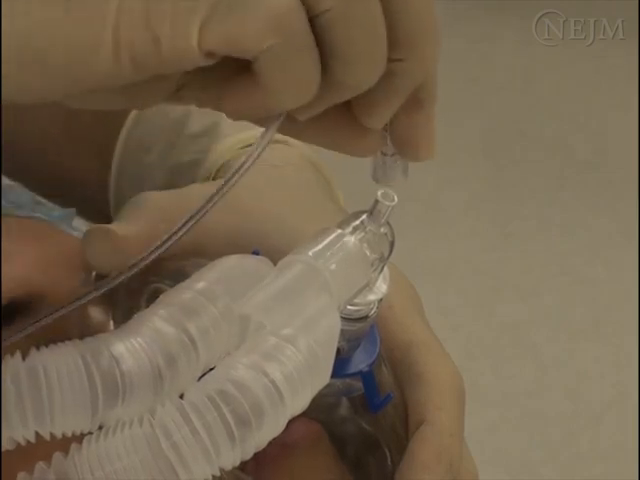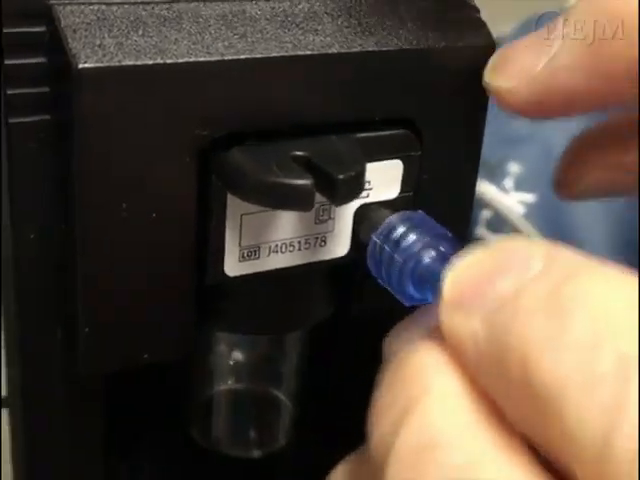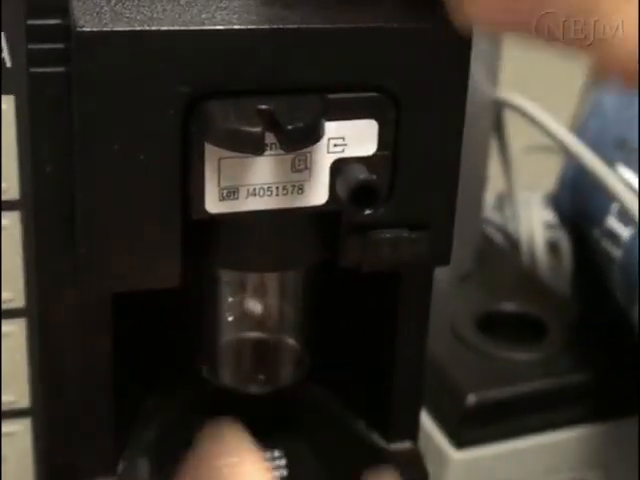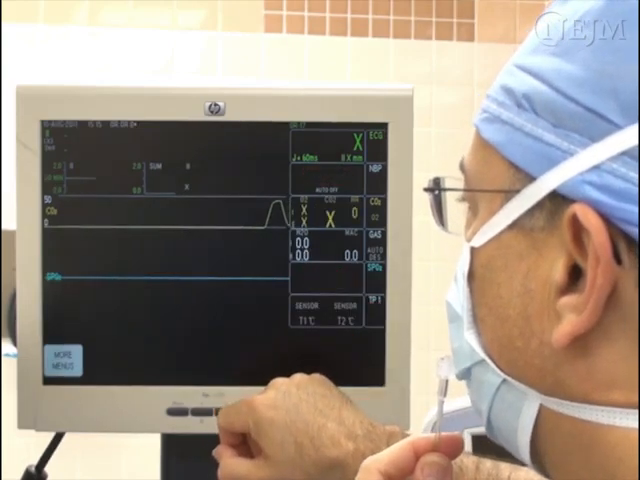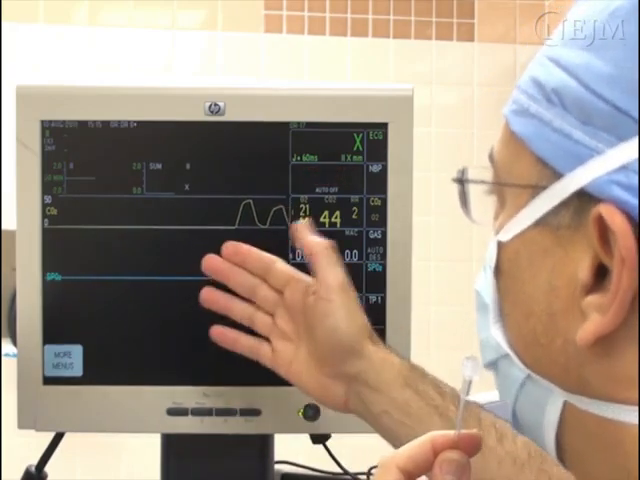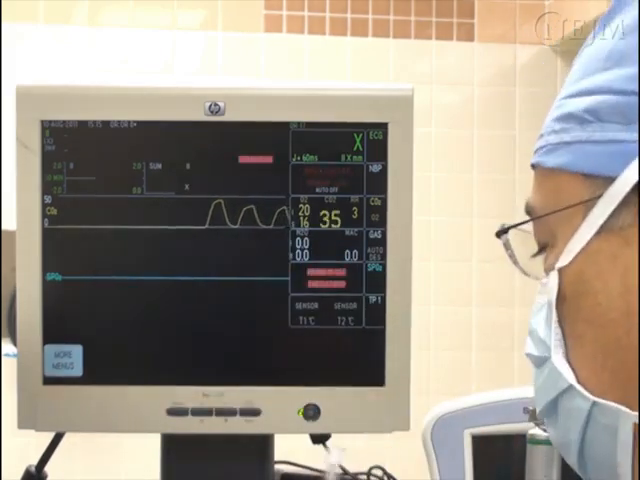Make sure that the side stream sampling line is well connected to the circuit and to the water trap on the capnograph, and that the water trap is firmly attached to the capnograph. To quickly test the integrity of the sampling line and monitor, breathe into the sampling line. A waveform confirms proper sampling, although small leaks diluting the sampled gas may go unnoticed.